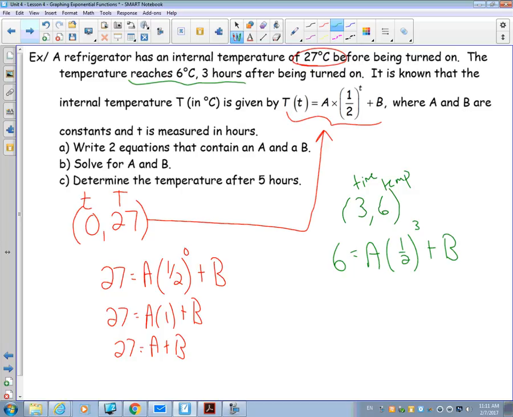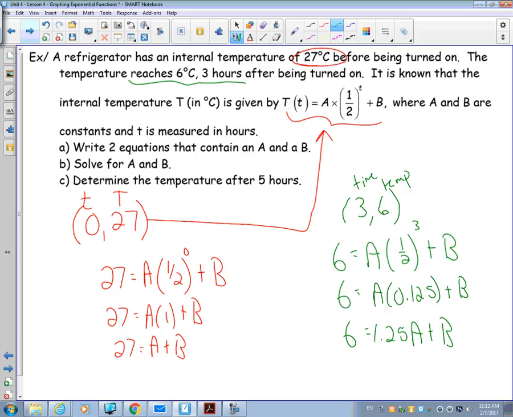What did we do last time? We simplified. 1/2 to the 3 is 1/8, or if you want to change it to a decimal, 0.125. So in other words, 1.25a plus b. There's some equations involving a and b, and they're really easy to figure out by plugging in information that I know. We should always do that when we have equations.